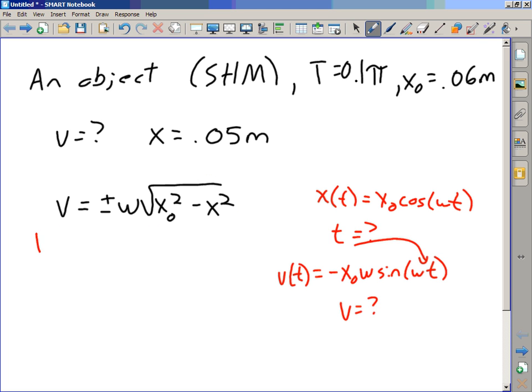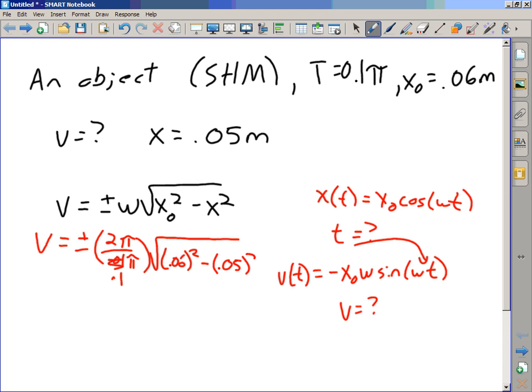So velocity equals plus or minus omega times the square root of x naught squared minus x squared. What's going to be our omega? 2 pi divided by the period, which is 0.1 pi, times the square root of 0.06 squared minus 0.05 squared.